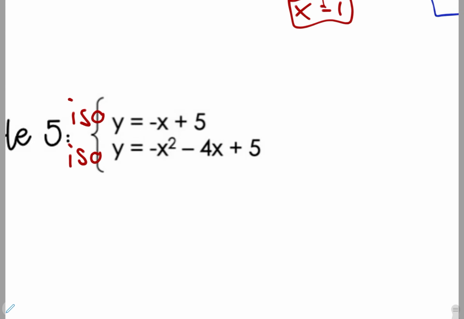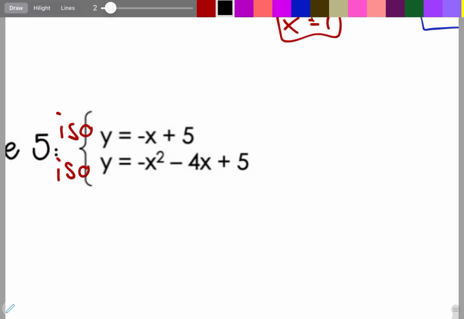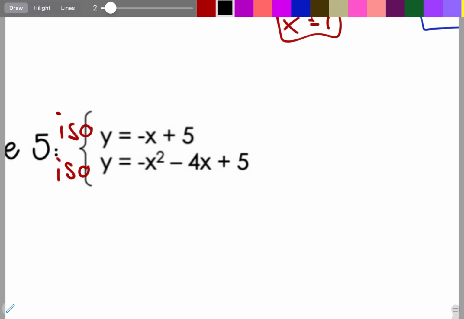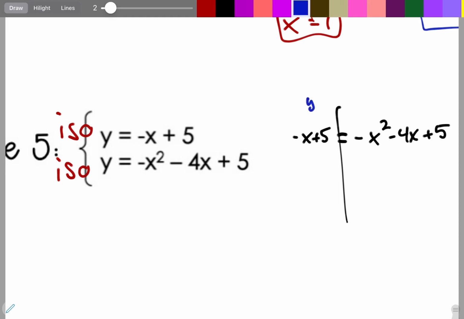And here we go. We got another ISO situation. Okay, cool. Now, looking at my x squared, I'm going to go ahead and put him on the other side this time because he's going to be someone I'm going to move. So negative x plus 5 equal to negative x squared minus 4x plus 5. Remember, that's the identity property. Y is equal to y. We can assume that. It's called identity property.